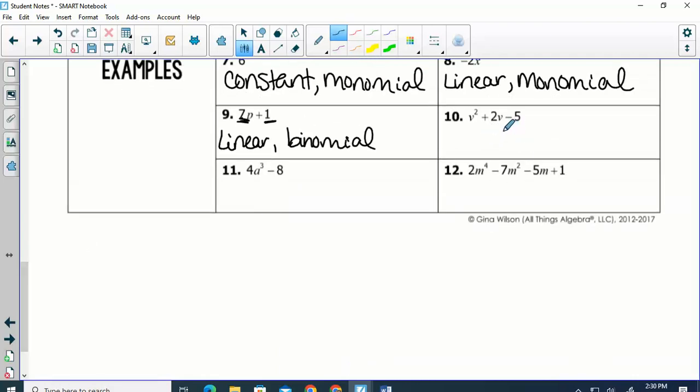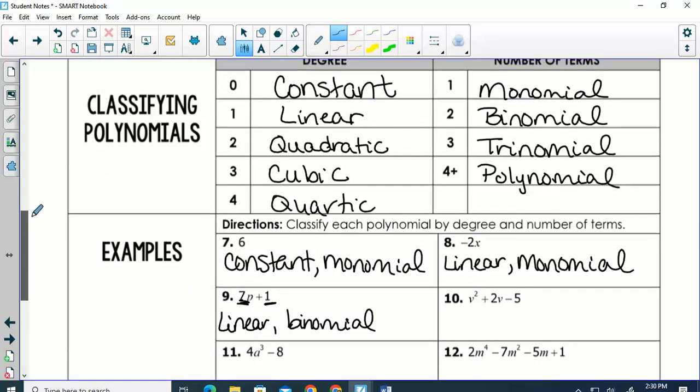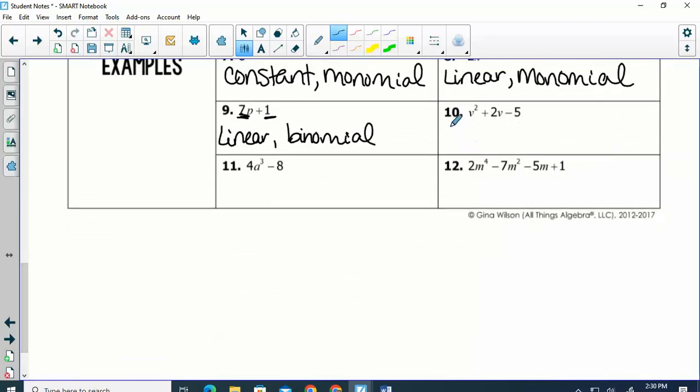This one. So, what's my highest power? 2. When my power is 2, we call it quadratic. How many terms are there? 3. So that is a trinomial.